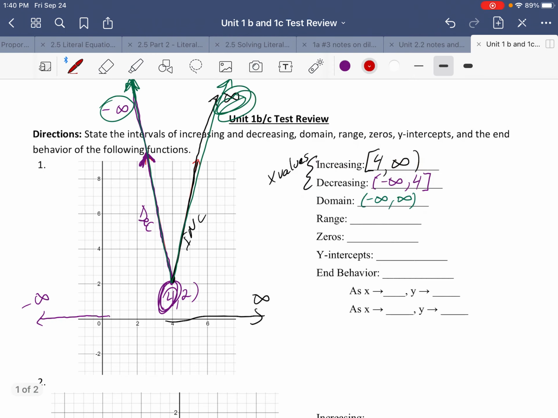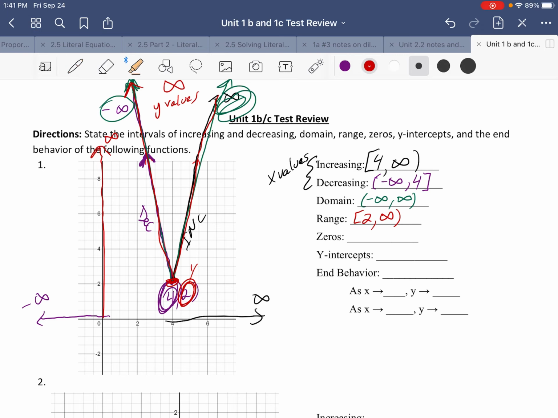Range. Range is the lowest y value, which is 2. So 2 to what's the highest y value? Well, you can follow the right side or the left side of the graph. Both are going to go up to positive infinity, the y values. I mean, it's going to go up, up, up. Look at the y values. 2, 4, 6, 8. Up forever is positive infinity. So it's going to go to positive infinity.